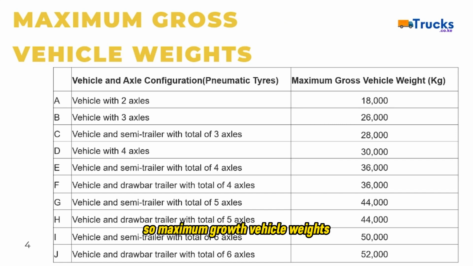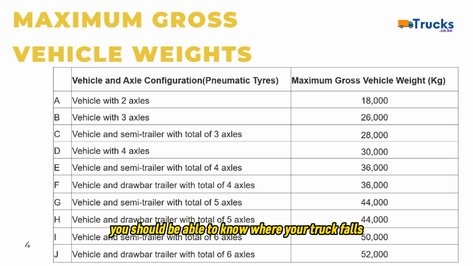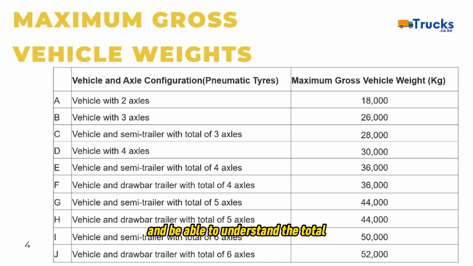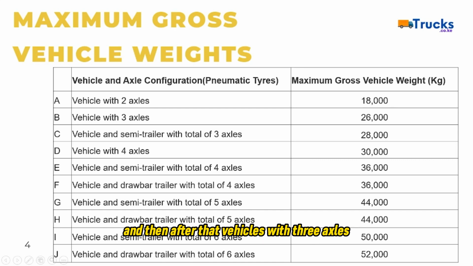So, maximum gross vehicle weights. This refers to the total weight of the truck plus the cargo on board. One thing to note here is the different classifications of the trucks. You should know where your truck falls and understand the maximum gross vehicle weight that will be allowed on the weighbridge. For a vehicle with 2 axles, you have to have a maximum gross weight of 18 tons. Then vehicles with 3 axles, you have to maintain 26 tons.